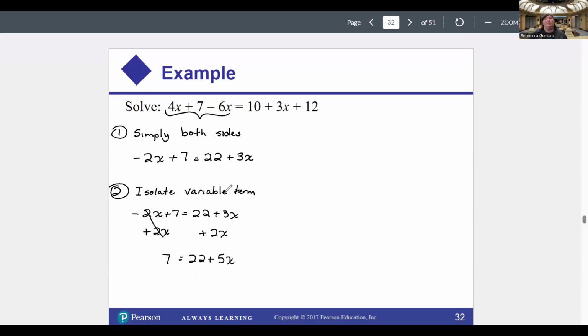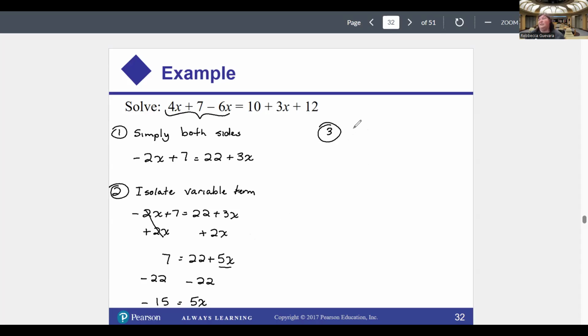All right, so we're still trying to isolate that variable term, this 5x now. The way I can do that is I have this 22 here. The additive inverse of that is negative 22, so I have to do negative 22 on the other side too. So 7 minus 22. If you weren't sure about that, you can always stick that in your calculator. That's negative 15.